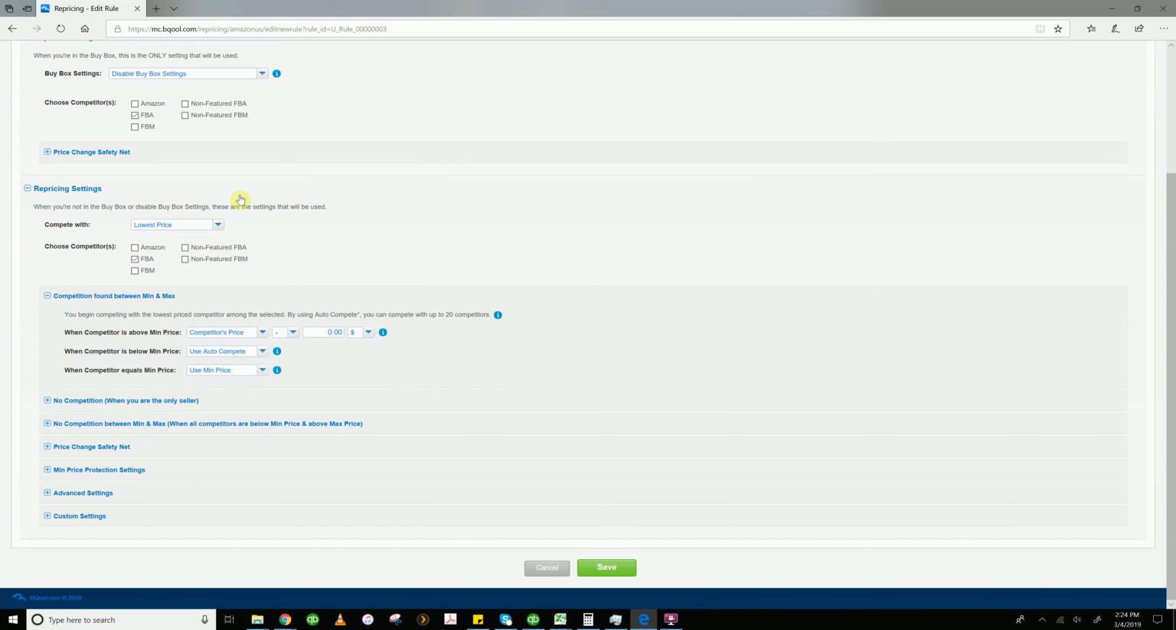Next section, the repricing settings. So when you're not in the buy box or disabled buy box settings up there, we want to match lowest price. So compete with match lowest price, and we only want to check the FBA box. We don't care about FBM because we're not competing with them. People buy FBA specifically for the perks of 2-day shipping, etc. And all we care about is FBA pricing.